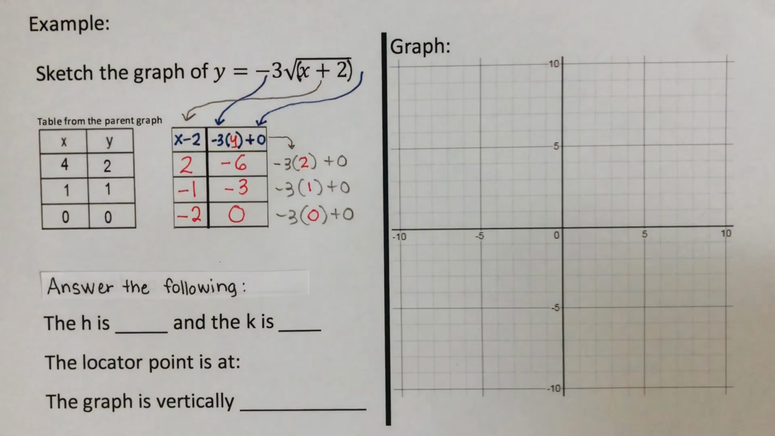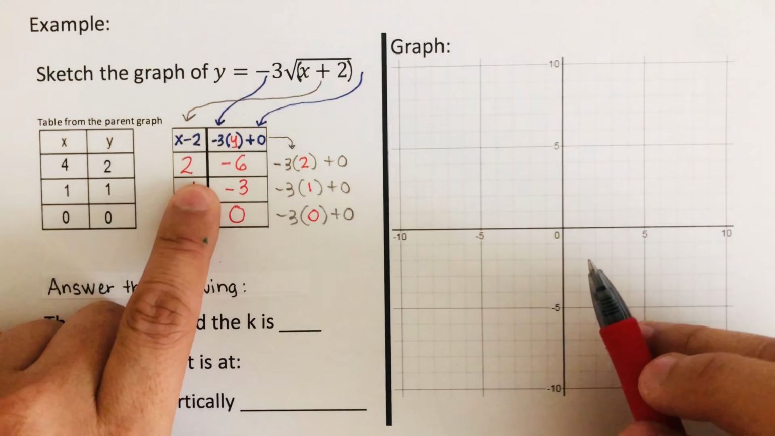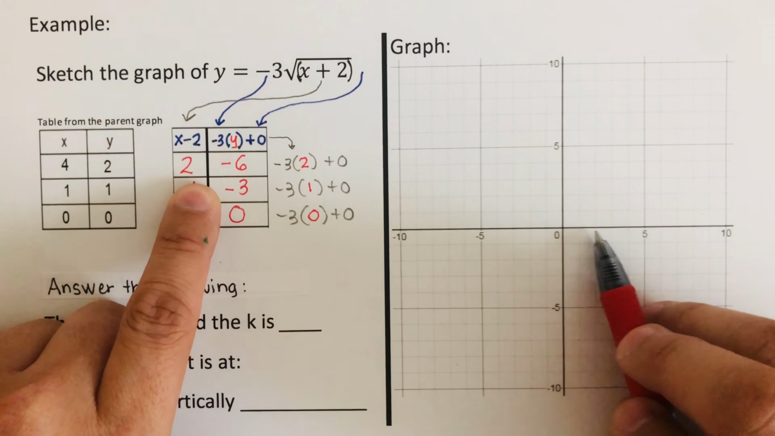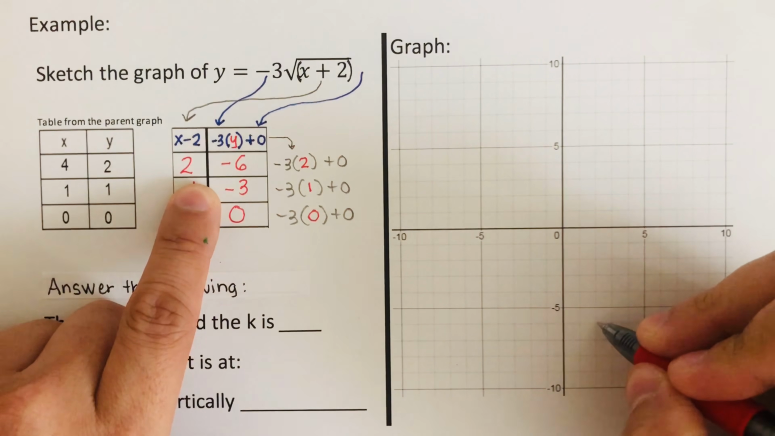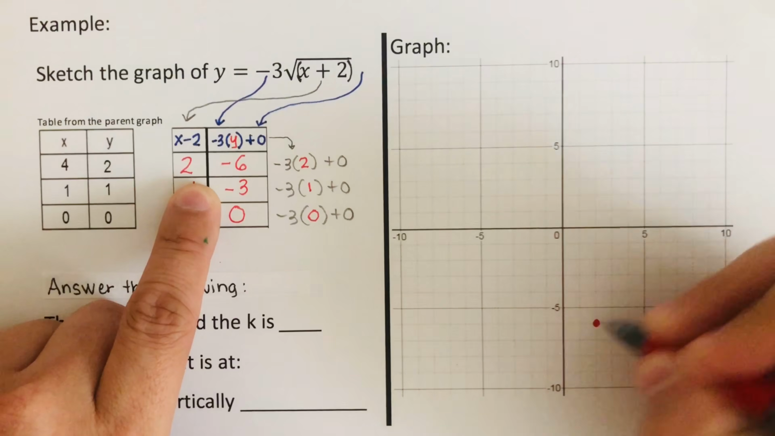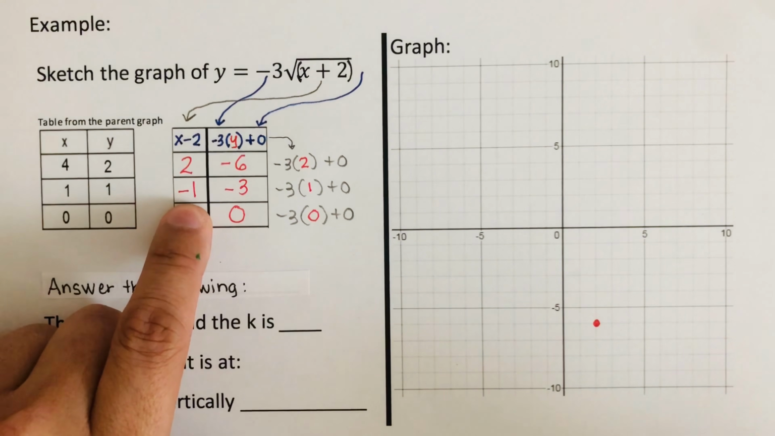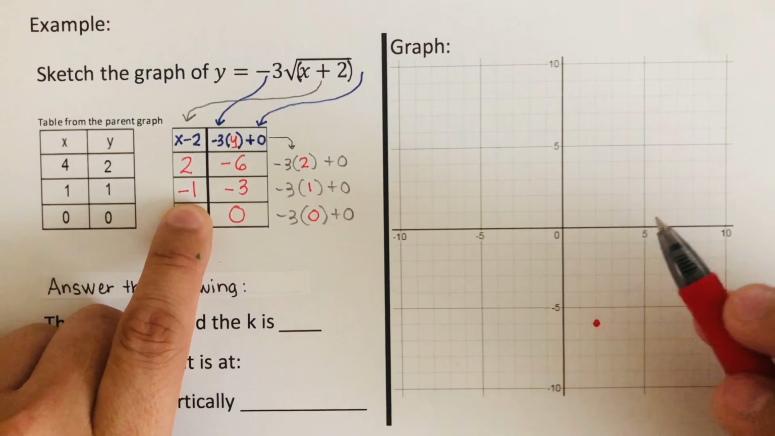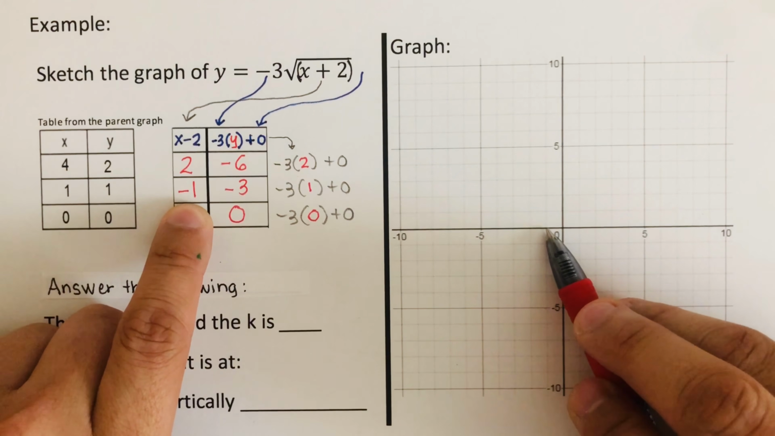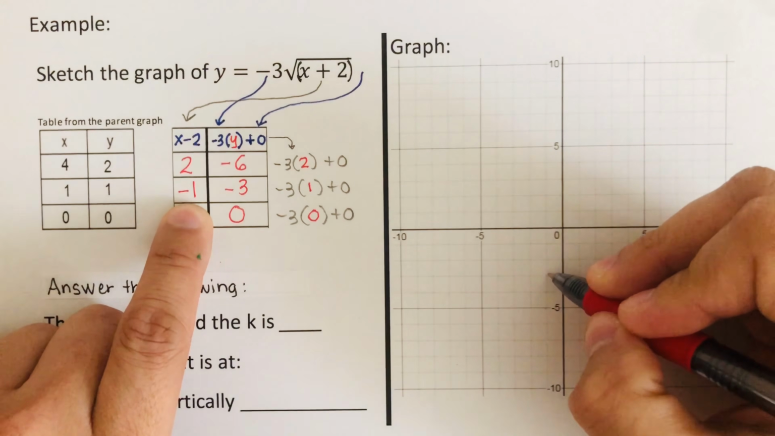So then we go ahead and graph this. That's 2 and negative 6. So that would be on 2, down negative 6 right here. And then we have negative 1 and negative 3. So that would be negative 1 and then negative 3 down here.